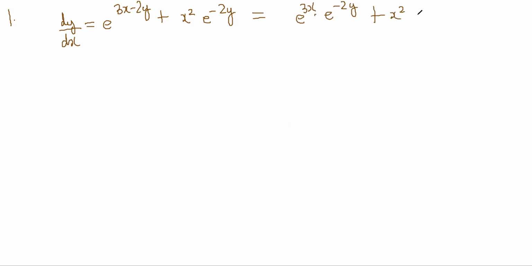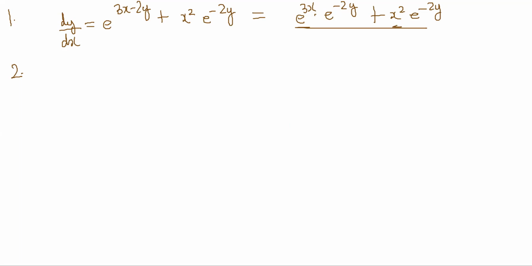So dy by dx is equal to, for example, example one, dy by dx is equal to e power 3x minus 2y plus x square e power minus 2y. So basically the point is to get it as a variable separable thing. So you can take e power minus 2y common, bring it to that side, dx this side, right? And then these integrations are easy, right? So you'll be able to do it. Then we go to initial value problems.